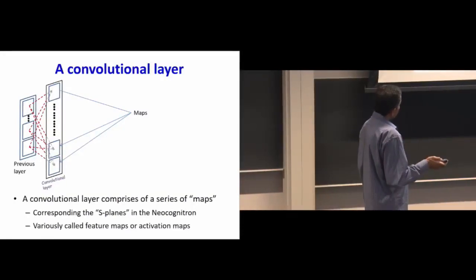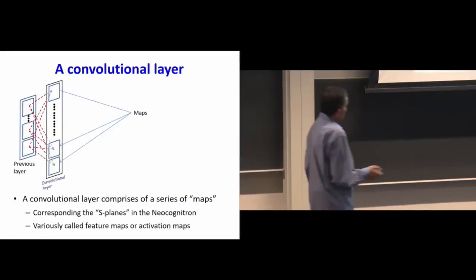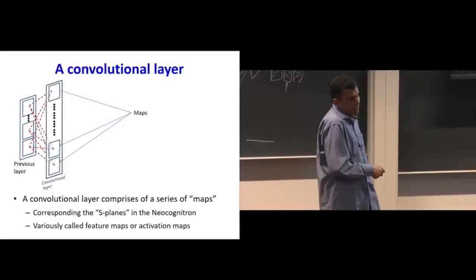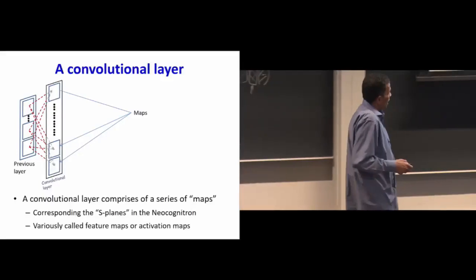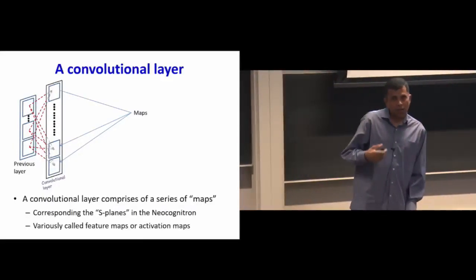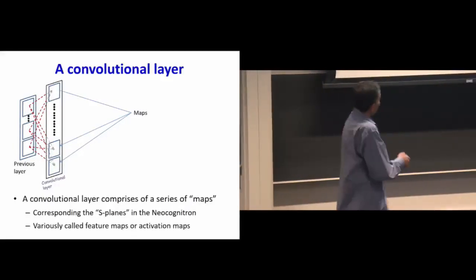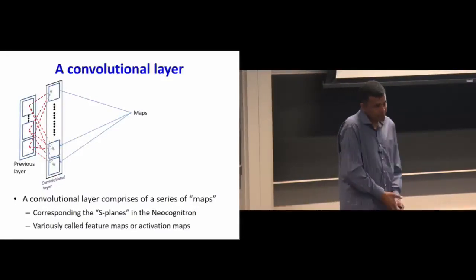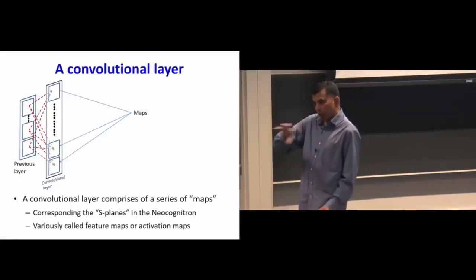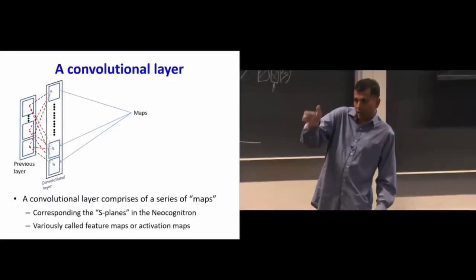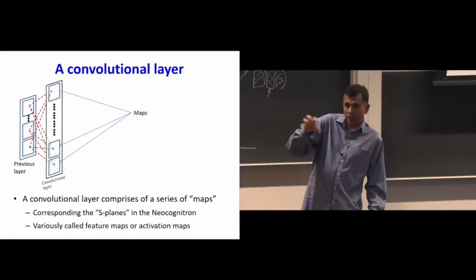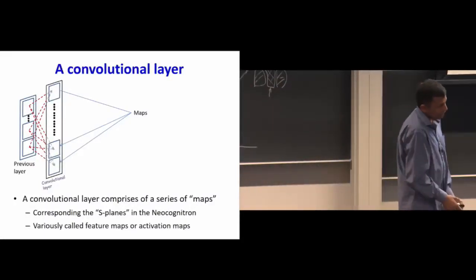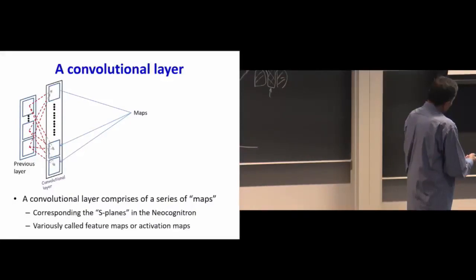Again, the convolutional layer, that's exactly this. The convolutional layer comprises a series of maps corresponding to S planes in the neocognitron. They're variously called feature maps or activation maps. What you're really doing is scanning the input for some pattern, and you get a map. The pattern that you're scanning for is the feature, and the corresponding output is a feature map or an activation map. You'd have several of these.